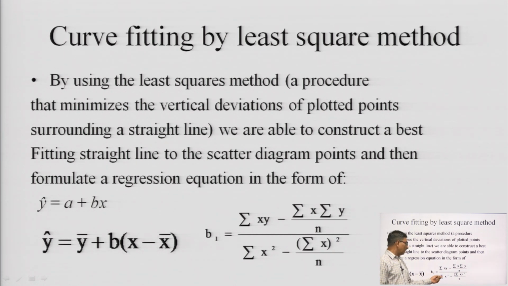Summation x square means we first square the x variable values, then find the sum. While summation x whole square means we first sum the x variable values and then square the total, and n is the same number of observations. So, this is the method to find the regression coefficient.